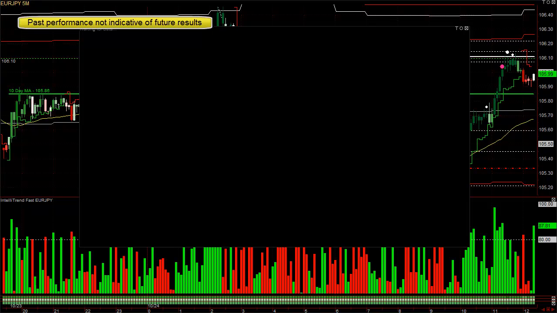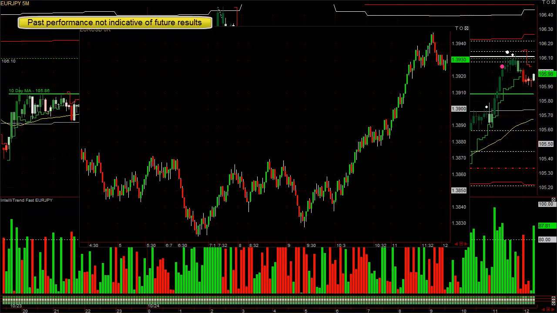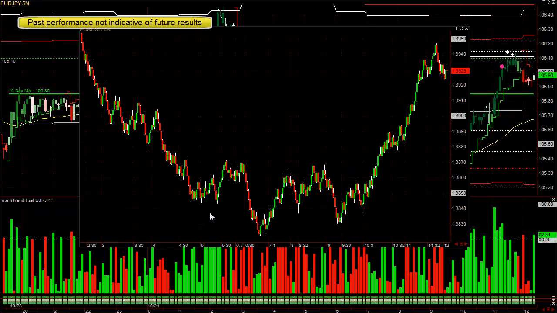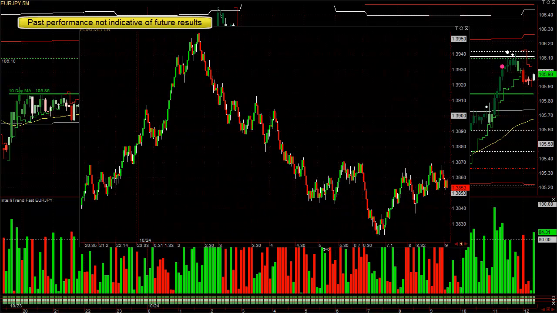And I'm not sure why it's not coming up. Let me bring it up here. And oh, here it goes. It took a while. Let's scroll back to around 3 and look at it on a ticks per bar chart.